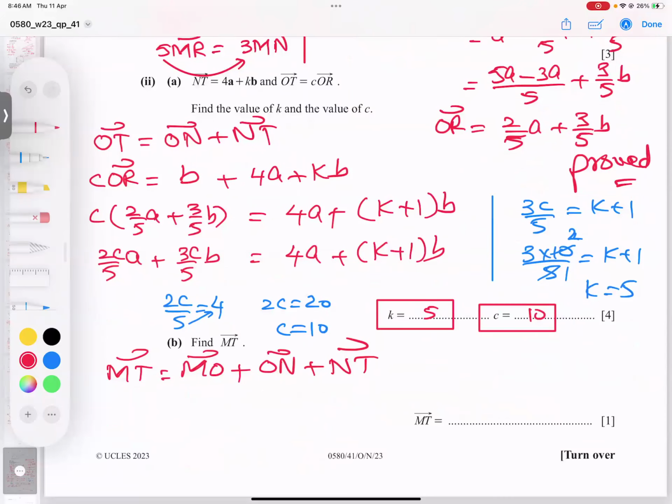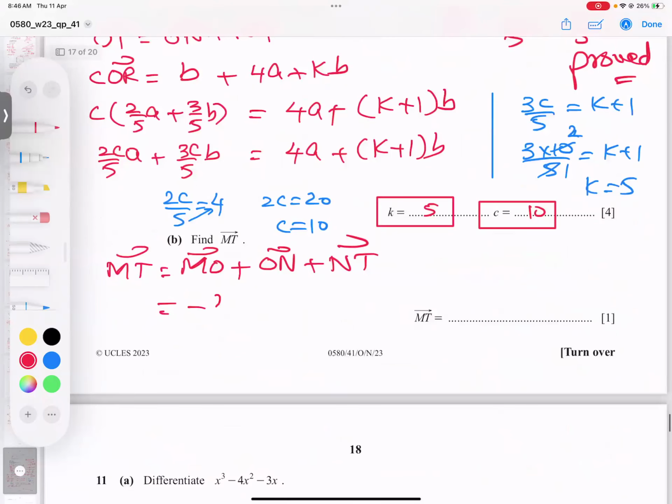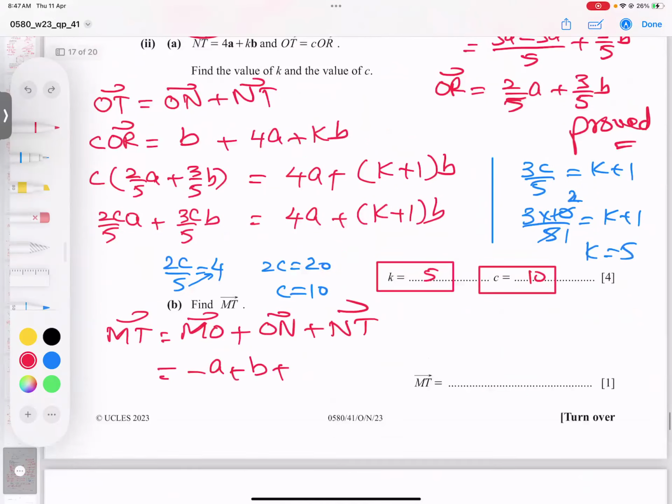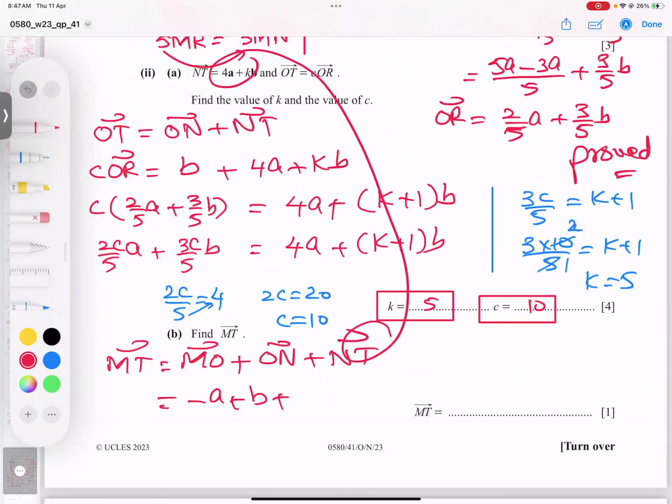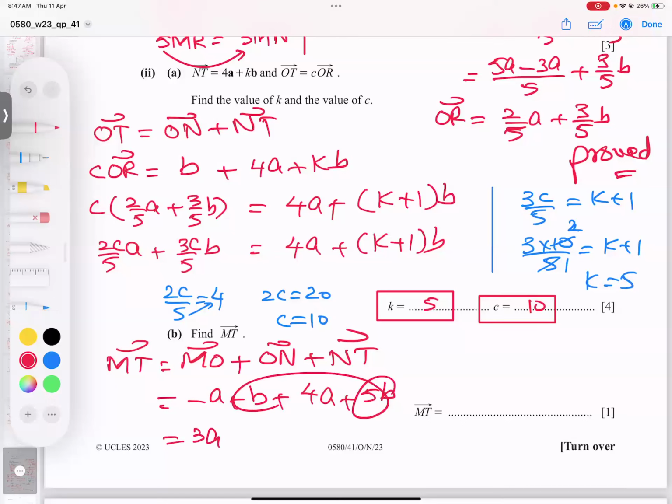So let's try, M to O is what? Because I'm coming backward, negative A plus B. Negative A plus B, okay. And what is NT? NT, you can see, is here. So 4A plus K, and K value is 5, so 5 times B. And this subtract, I got 3A, and 5 plus 1, I got 6B. So Alhamdulillah Rabbil Alameen, I think you got the point.